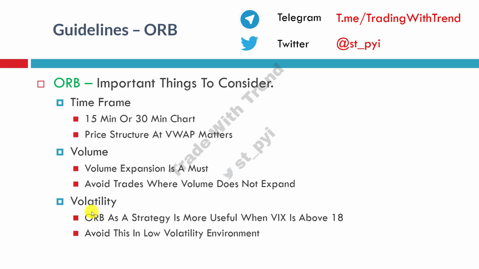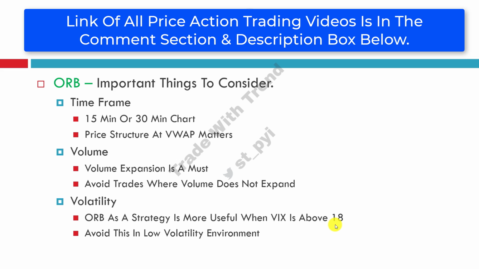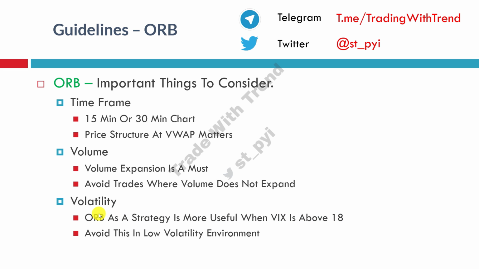Third point here is that of volatility. When it comes to opening range breakout as a strategy, it is much more useful when the volatility index is above 18 value. Now when VIX is high, opening range breakout will outperform as a strategy. Avoid using this strategy in low volatility environment.